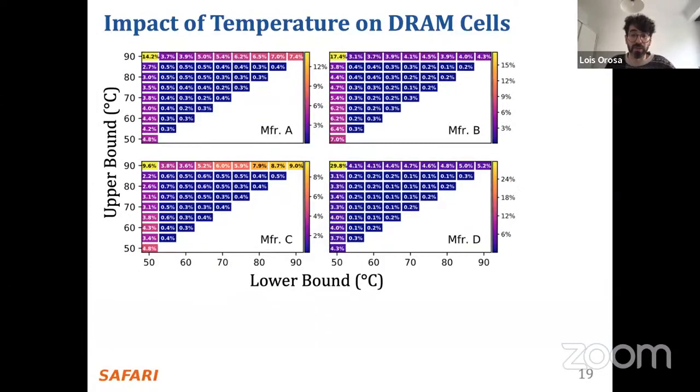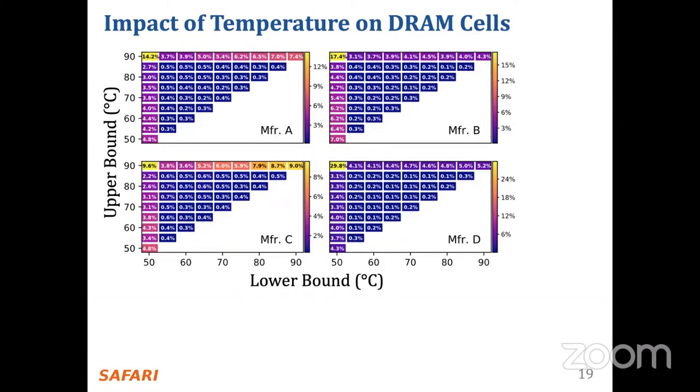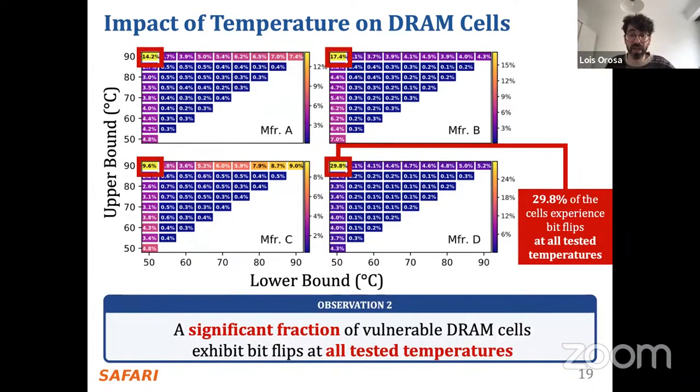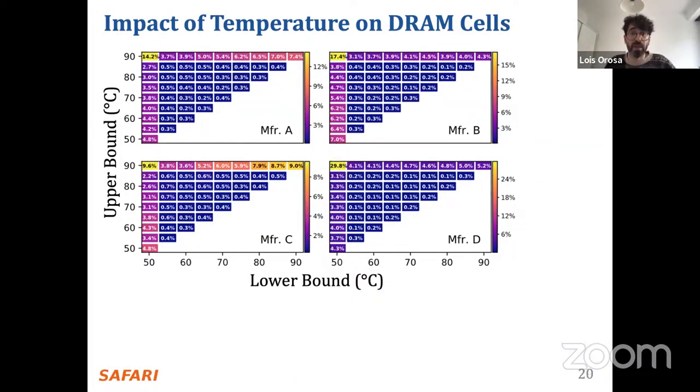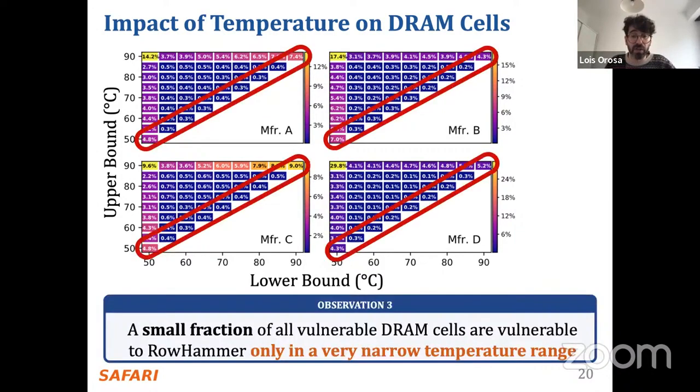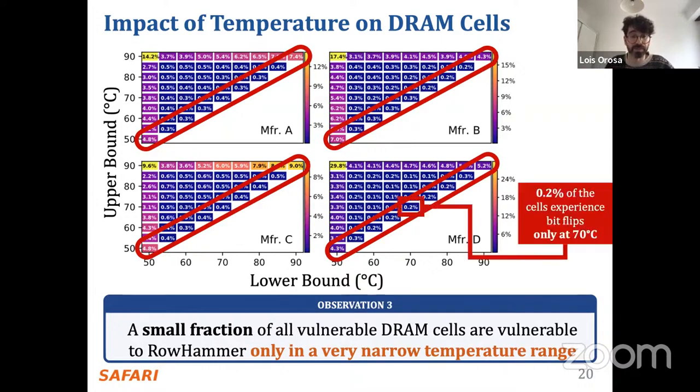Here are the results for all 4 manufacturers. We make 2 observations from this figure. First, we observe that a significant fraction of vulnerable DRAM cells exhibit bit flips at all tested temperatures. In this example, it is from 50 to 90 degrees. For example, almost 30% of the cells from manufacturer D experience bit flips at all temperatures we test. Second, we observe that a small fraction of cells from all 4 manufacturers are vulnerable to RowHammer only in a very narrow temperature range. For example, 0.2% of the cells from manufacturer D experience bit flips only at 70 degrees Celsius.